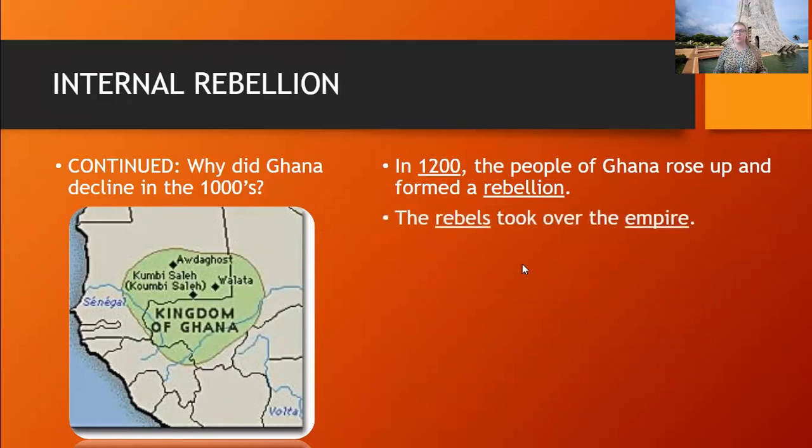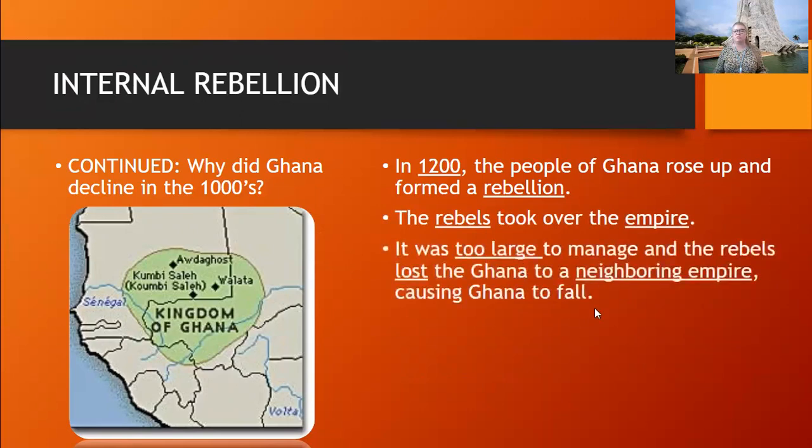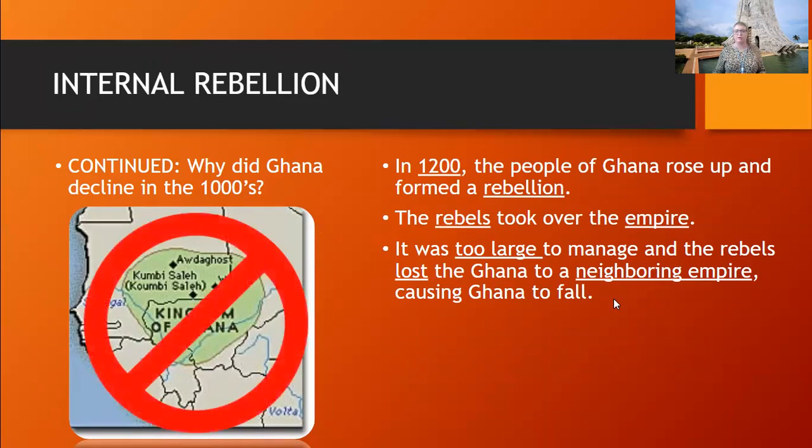The rebels took over the empire, and it was too large to manage. And so unfortunately, the rebels, because they are not government officials, really have no idea what to do to rule something this large. They fell to neighboring empires because they just had no idea what they were doing. It's much too large for even Ghana's king to manage, that he had to have governors. So these ordinary people that were rebelling against the king had no idea how to support such a large empire. And so it did fall to neighboring empires.